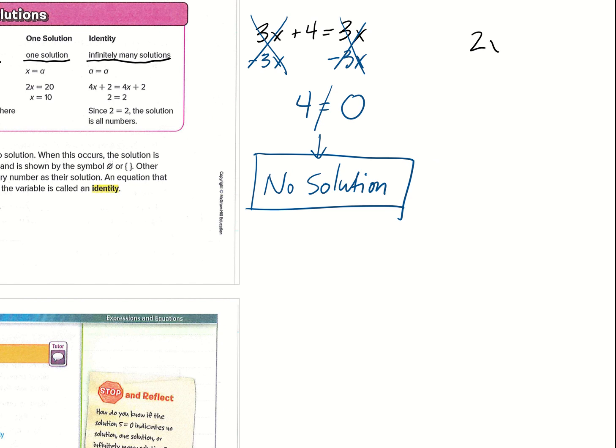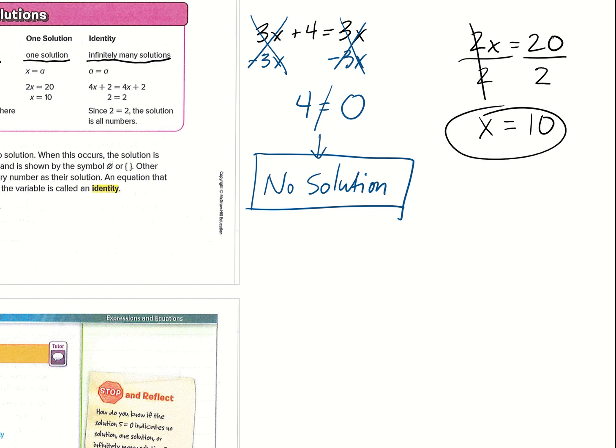So again, just to show an example, we have 2x equals 20. If we divide both sides by 2 in order to isolate that x, the 2's will cancel. We're left with x equals 10. Okay, that is the only solution to this problem, x equals 10.